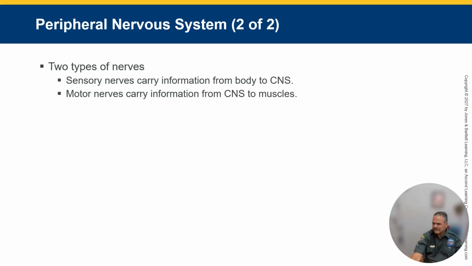Two types of nerves, sensory and motor. Plain and simple. Sensory nerves carry the information from the body to the central nervous system. Okay? I reach out and I touch fire, and it carries it from the body to the brain, and the brain, or central nervous system, sends it down to the muscle and goes, ow, don't do that. Okay? So sensory and motor, really simple stuff.